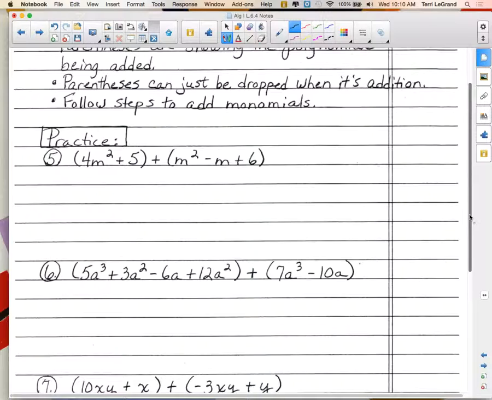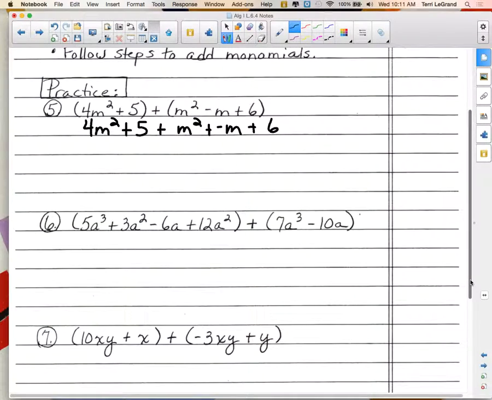Follow steps to add monomials. So we're going to just ditch those parentheses. And any subtraction we see, we're going to change to add the opposite so we can rearrange. The monomial of highest degree is what? So that would be the m squared. Am I supposed to read your minds? Okay, that's the m squared. So I'm going to let all the m squareds come to the front of the line.